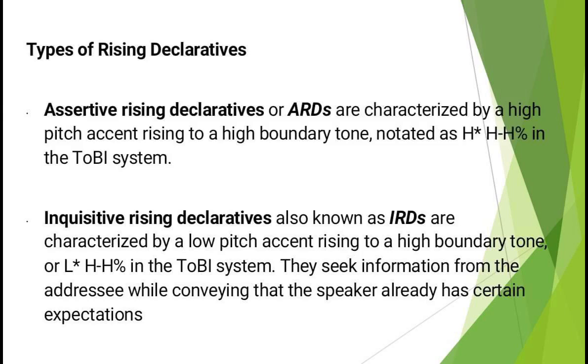So assertive rising declaratives, or RDs, are characterized by a high-pitched accent rising to a high boundary tone, notated as H* H-H% in the ToBI system. So inquisitive rising declaratives, also known as IRDs, are characterized by a low-pitch accent rising to a high boundary tone, or L* H-H% in the ToBI system. They seek information from the addressee while conveying that the speaker already has certain expectations.